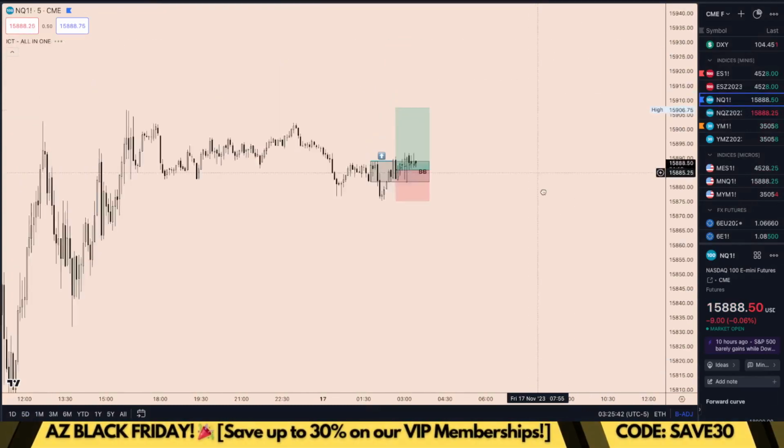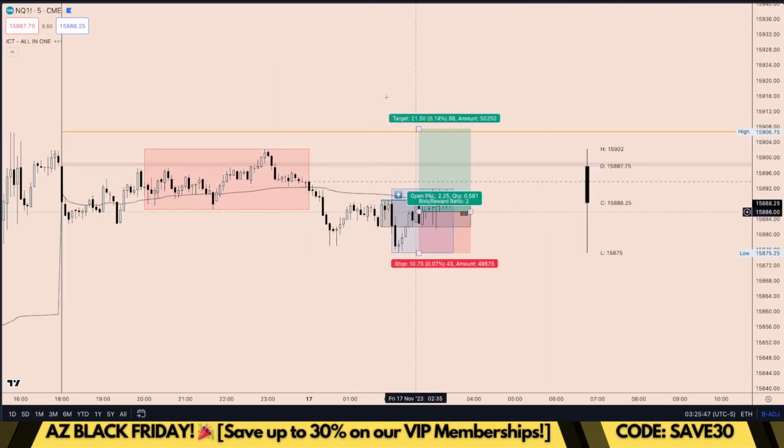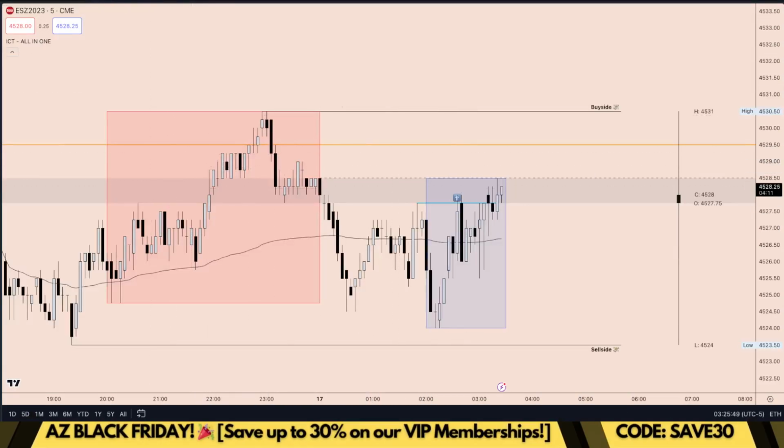Bring it back to NQ. We keep an eye on that, of course. Still chopping. Same goes for ES, but ES now for the first time closed above. Still not what I would like to see.